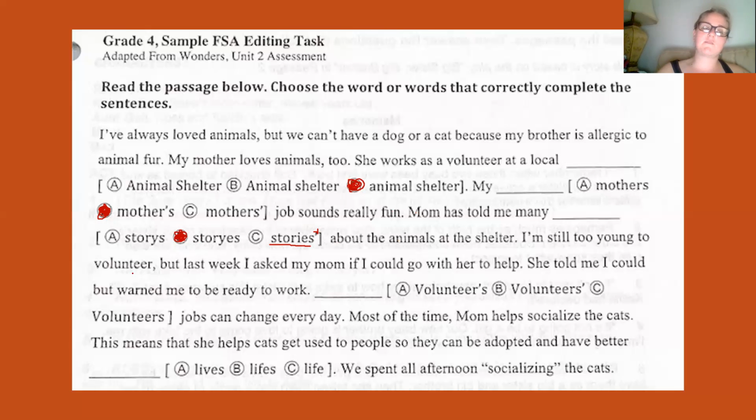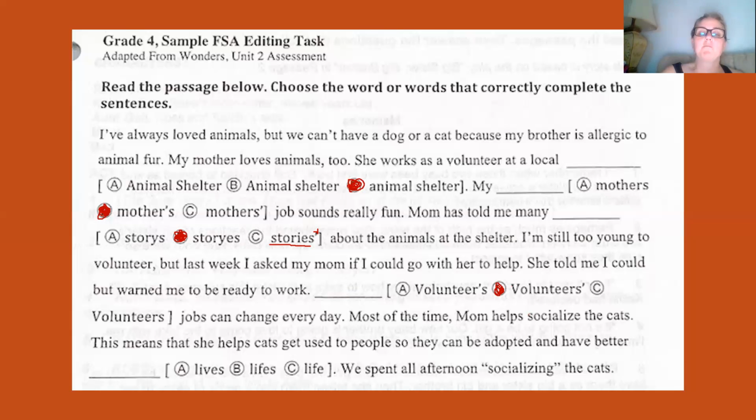I'm still too young to volunteer, but last week I asked my mom if I could go with her to help. She told me I could, but warned me to be ready to work. Volunteers' jobs can change every day. So I'm saying volunteers, like more than one volunteer. So a volunteer, but not a specific volunteer, just volunteers in general. So it would be B. Because she's saying in general, meaning more than one, a volunteer's jobs can change.